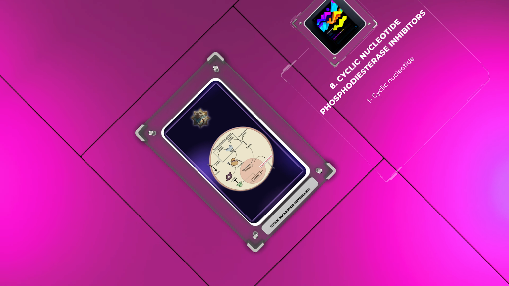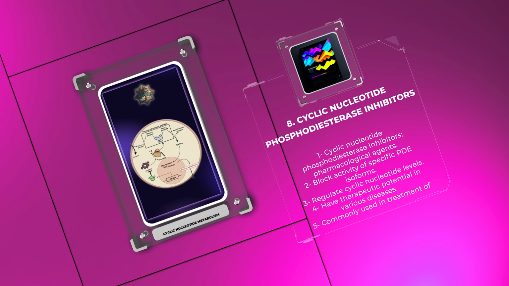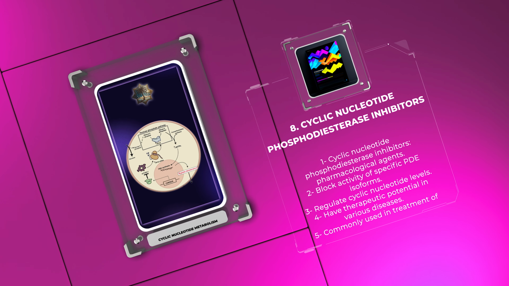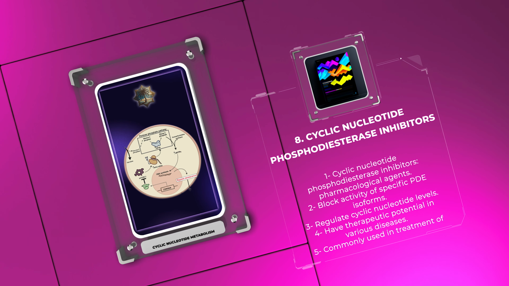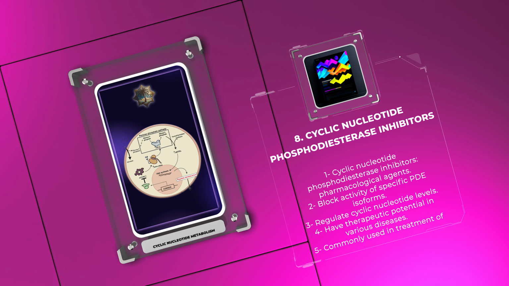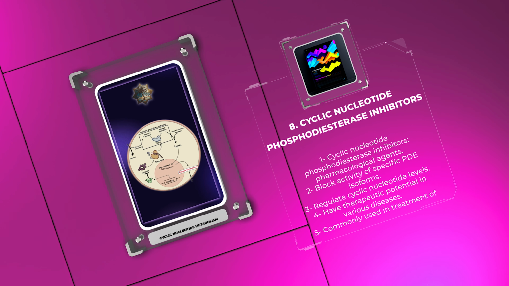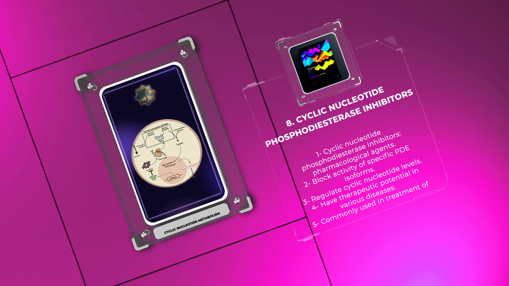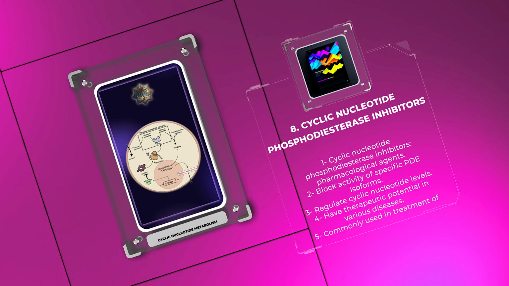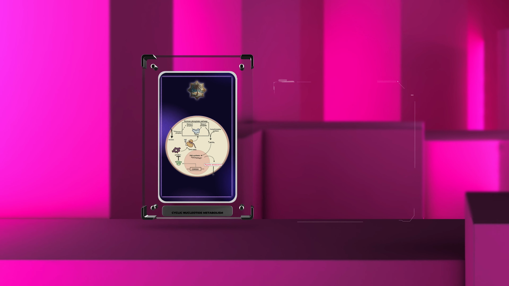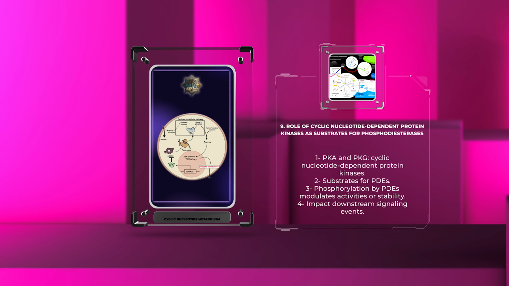Moving forward, let's study cyclic nucleotide phosphodiesterase inhibitors. These compounds are pharmacological agents that block the activity of specific PDE isoforms. By inhibiting PDEs, cyclic nucleotide levels can be regulated, leading to altered cellular signaling pathways. Phosphodiesterase inhibitors have therapeutic potential in various diseases, including cardiovascular and respiratory disorders, and are commonly used in the treatment of erectile dysfunction.